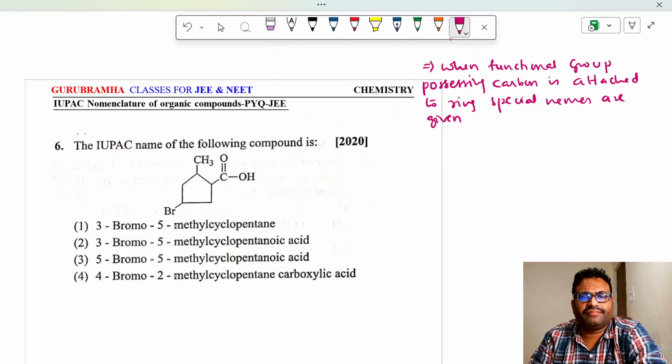Okay. Now in this question, what is given here? This is a ring. To this ring, what is attached? COOH is attached. Okay, if carboxylic acid is present, we use the word oic acid. But the name of this compound is, what is this ring? The ring contains 5 carbons, in the form of a cyclic ring. So I use the word cyclo. 5 carbons are there: pentane.